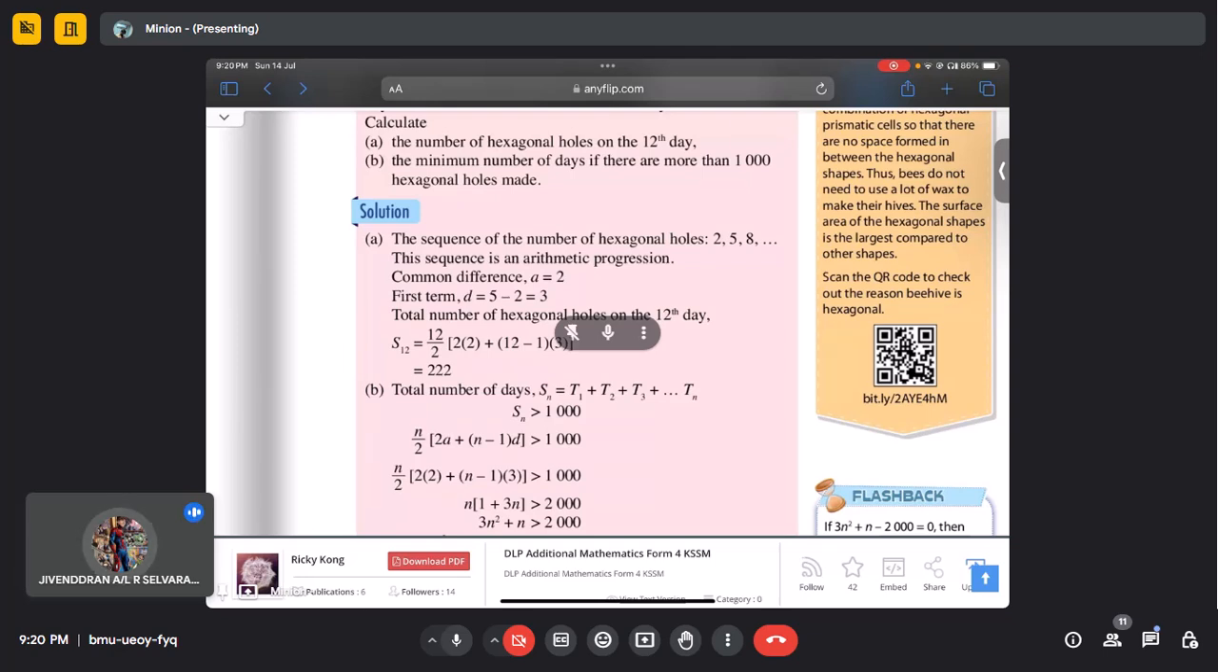So Sn, we know the formula, n over 2 in bracket 2a plus n minus 1, close bracket d and close big bracket. Then we substitute the information from what we have, which is a equals 2 and d equals 3. So we need to find the n. Okay, Pritika can scroll down.